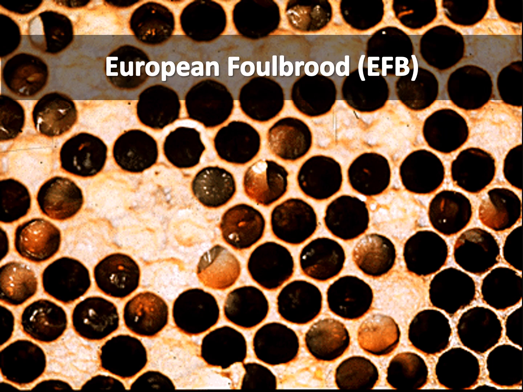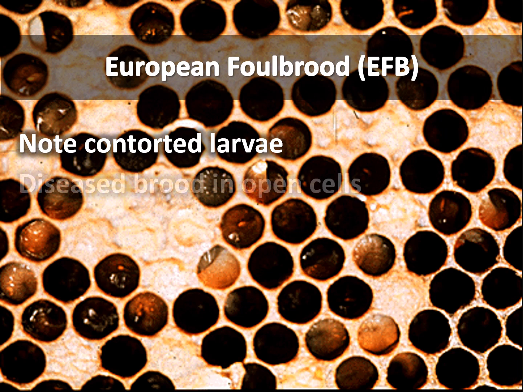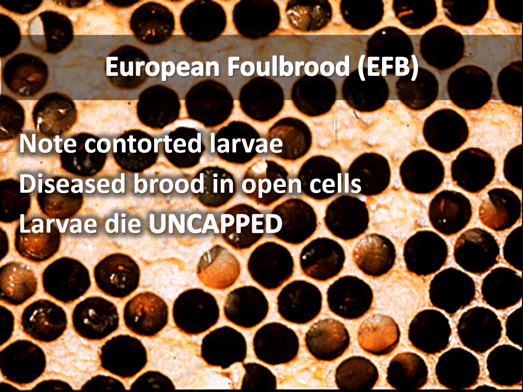So European foul brood is a completely different thing altogether. European foul brood has contorted larvae, but they're not just completely melted and nasty and black. The diseased brood will be in open cells, and if you check out the cappings over the other cells, they're not nasty and black and greasy looking. The larvae died before they're capped.